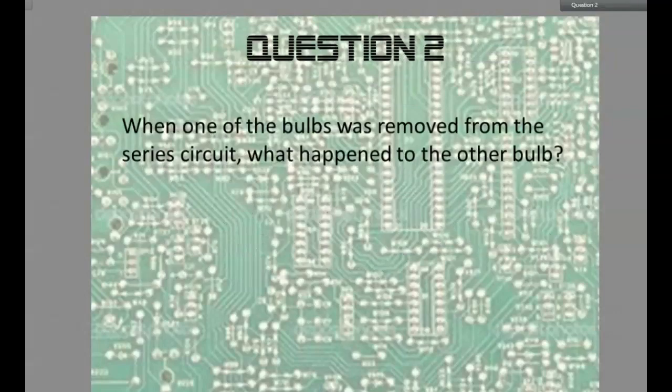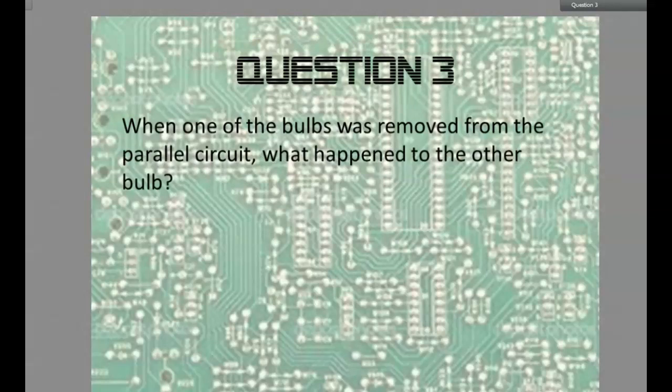Okay, so think about this. When one of the bulbs was removed from the series circuit, what happened? He took one bulb out of that series circuit, and all of the bulbs went out, right? And then in the parallel, he was able to remove even two bulbs, and the one bulb left still worked. So that's the important thing to remember there. When one of the bulbs was removed from the parallel, the others were still lit.